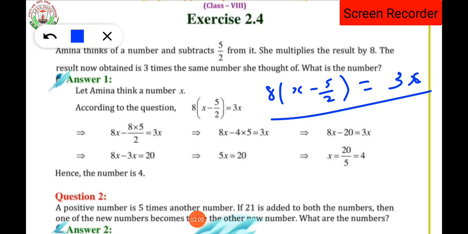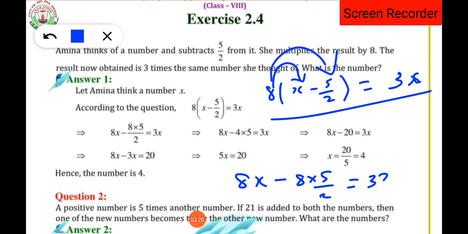In order to solve this equation, 8 will go inside the bracket and be multiplied with x as well as 5 by 2. So 8 into x is 8x, minus 8 into 5 by 2, is equal to 3x. Here 2 ones are 2 and 2 fours are 8, so it will get cancelled. So what equation do we get? 8x minus 4 into 5, that is 20, is equal to 3x.